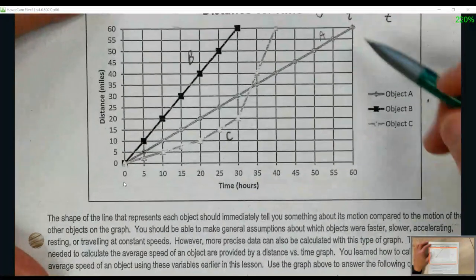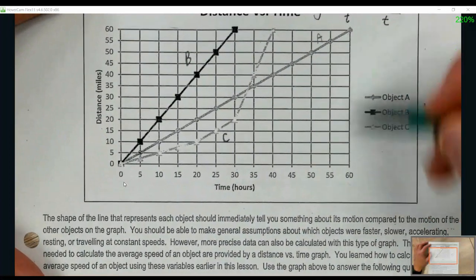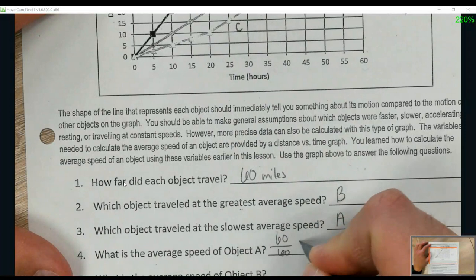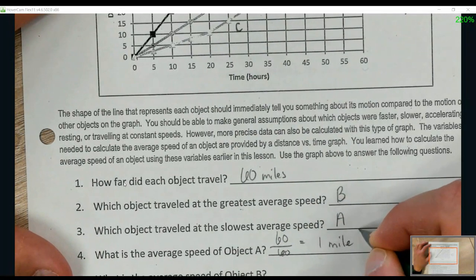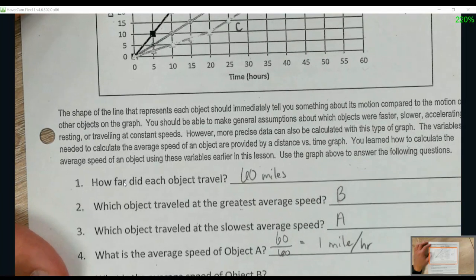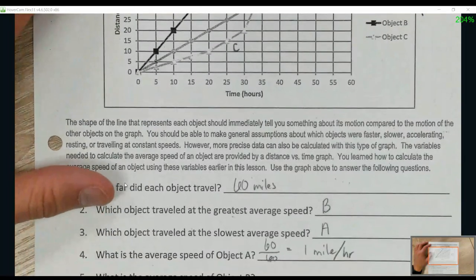So for A, how long does it take A to finish this? 60 hours. So we have 60 miles over 60 hours. Throw that into your calculator. That's going to kick us out 1. And the unit will be the distance unit divided by the time unit. Most of the time, guys, we're going to be dealing with meters per second. But based off of just this, we're going to use miles per hour.